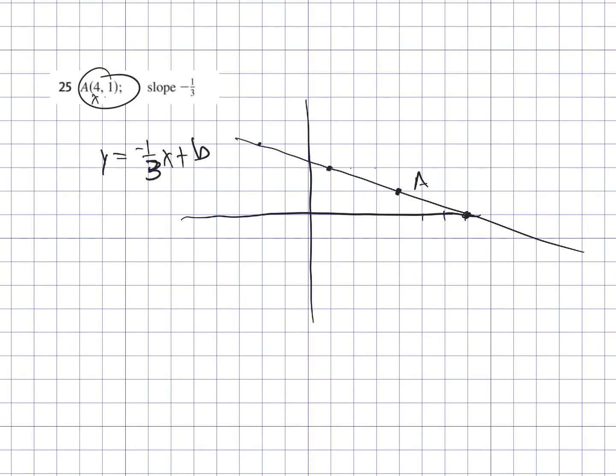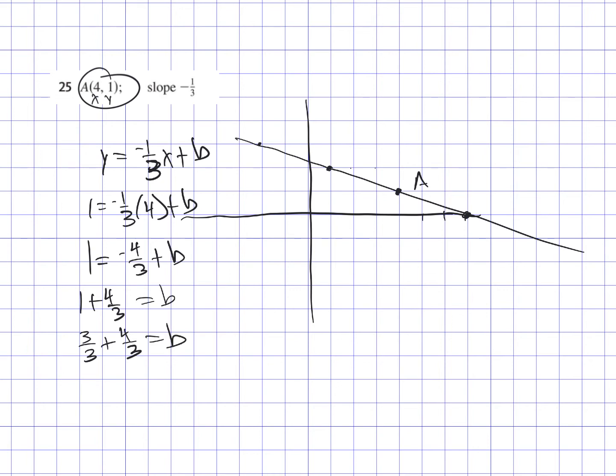And there's your x and your y. 1 equals -1/3 times 4 plus b. So that's -4/3 plus b. So we're going to take 1 plus 4/3 on the left. 1 is the same as 3/3. Common denominator. So 7/3 is b, which is 2 and 1/3. That's what it looks like, 2 and 1/3. So y equals -1/3 x plus 7/3.